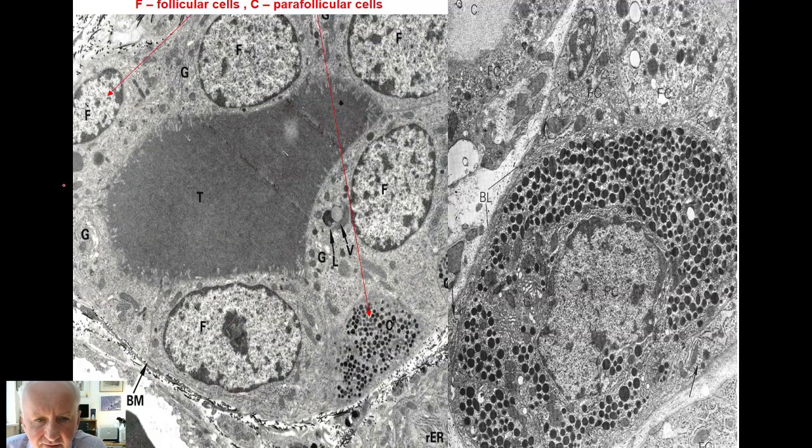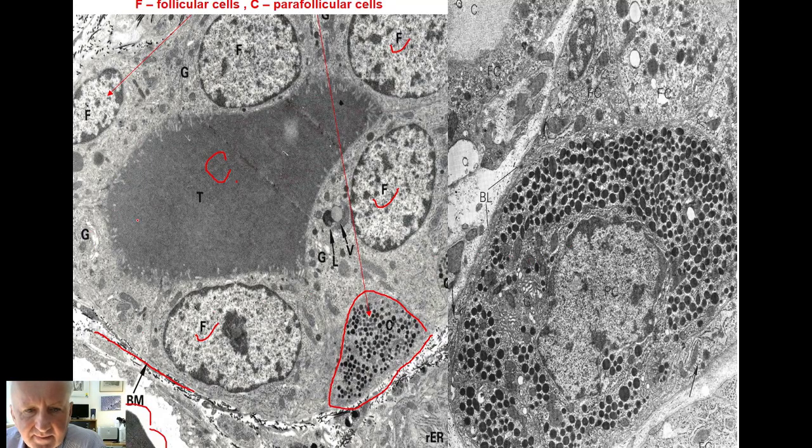Here you see a colloid in the center of a follicle. This is the round nucleus of a follicular cell, next one, next one, next one. Here is a basement membrane, and here is an erythrocyte in a capillary. So this is the wall, and here an endothelial cell. And here you see the parafollicular cell. Those are the granules containing calcitonin in the cytoplasm of the parafollicular cell.